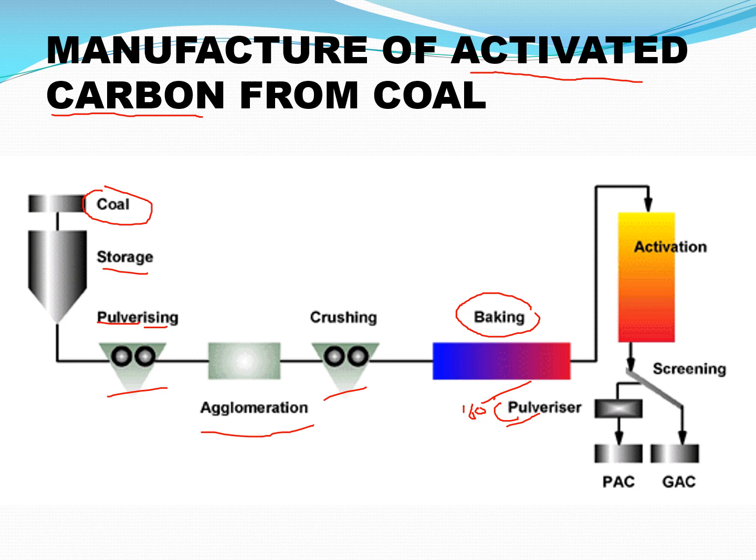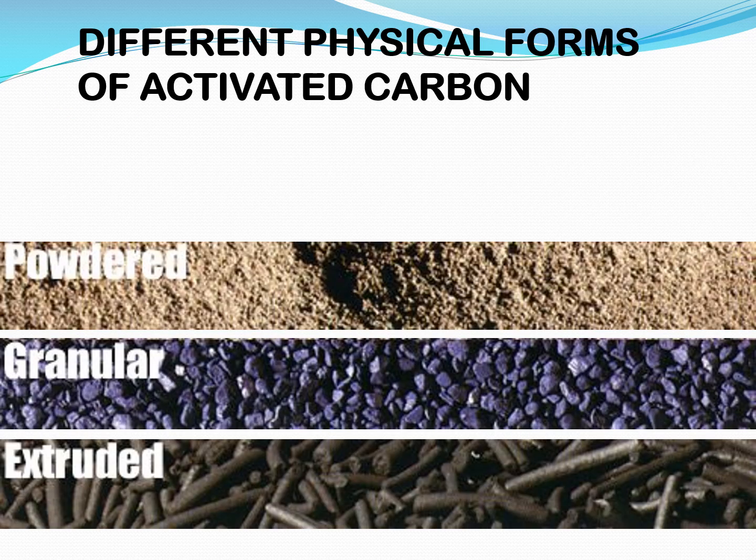Then we move to the activation zone. Here the temperature is around 800 to 1000 degrees Celsius, and then we screen it, and finally we get two types of activated carbon, PAC and GAC. PAC stands for powdered activated carbon and GAC stands for granular activated carbon. Both can be used depending upon the requirements of the adsorbents in the adsorption column. Here are different forms of activated carbon: powder form, granular form, or extruded form. These three types can be used depending upon the requirements.